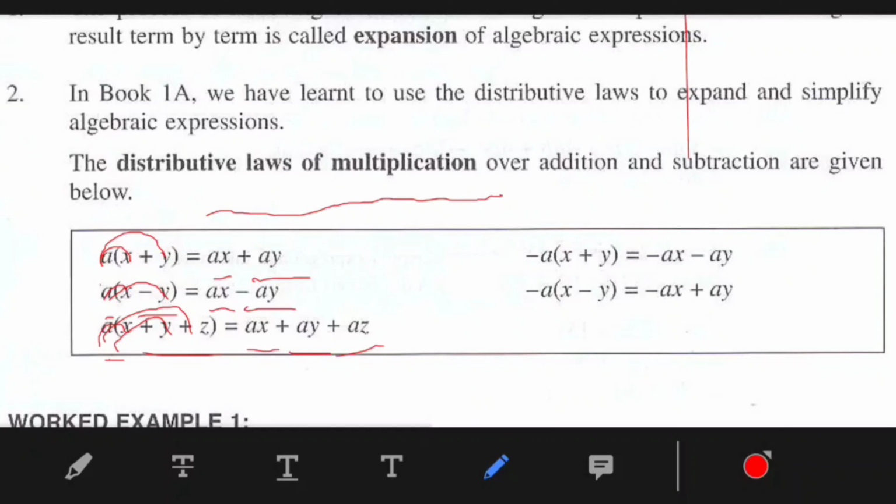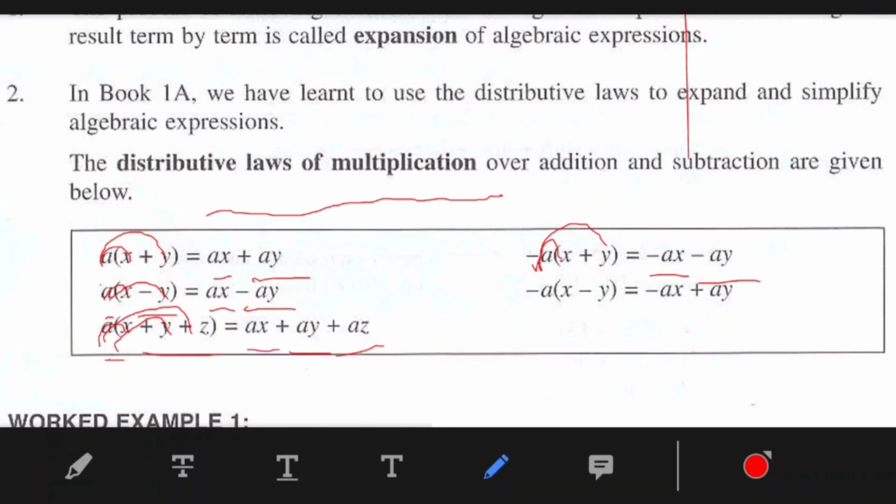Number 4. When we look at negative a outside the bracket, with x plus y inside the bracket, you take the sign along with the term. Negative a times positive x gives negative ax, thinking negative times positive gives negative. Then, taking the negative a outside the bracket, multiply by y inside the bracket, giving negative ay.